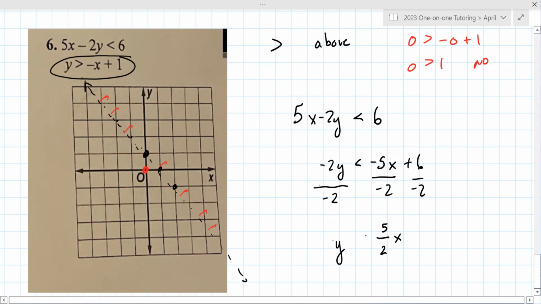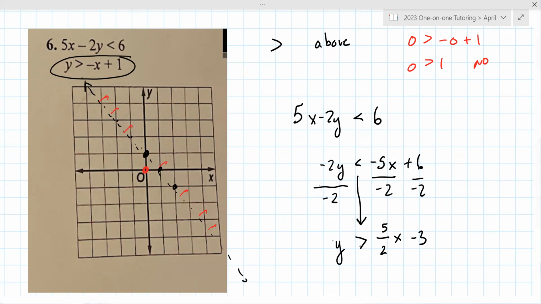Y, less than, and then the sign, and then -3. Okay, is this what you have written on your paper? Yes. So the only thing that's slightly off here is this right here. And why does it flip again? What causes it? Because of the dividing by a negative. Yes. Okay, now you have enough to graph it.